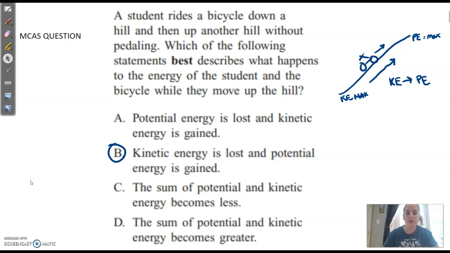Now remember, you cannot create nor destroy energy, so this has to be coming from the kinetic energy. And so the kinetic energy is going to be transferring into potential energy. So your kinetic energy is going to be lost and your potential energy is going to be gained. But remember, the sum of those things does not change.